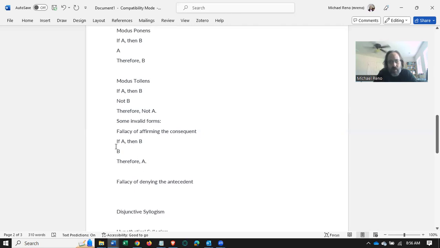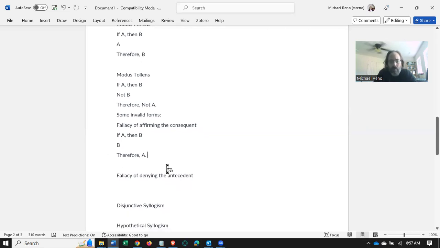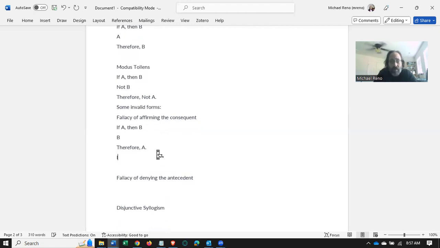So in other words, what's happened here is that this person is asserting that B is enough to bring about A, but that's not what this conditional says. This conditional simply says that if we have A, we know that B is true, but the converse does not follow. It doesn't follow that B is enough to bring about A. So this is an invalid form.